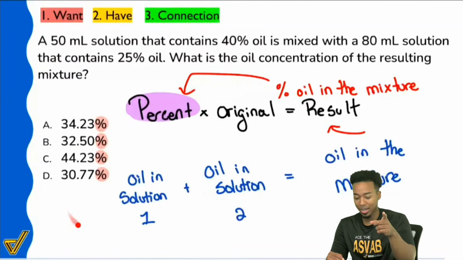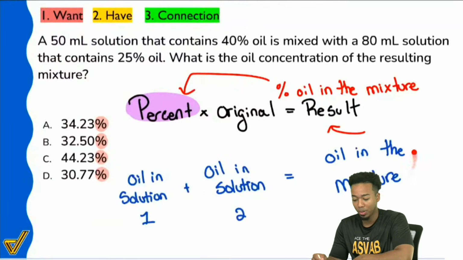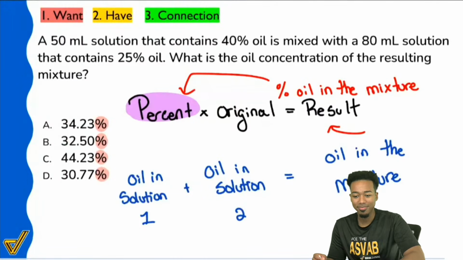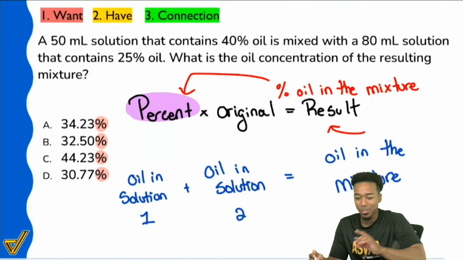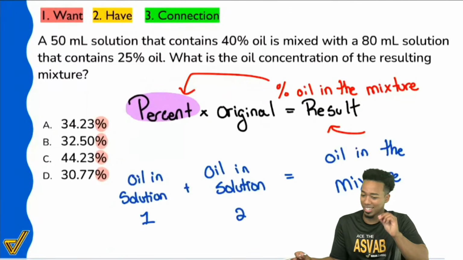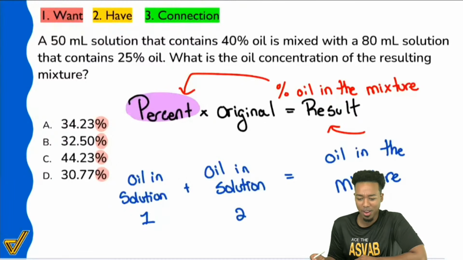Boom, I got what I need. And then I can just replace this right over here with the same formula. Percent times the original equals the amount of oil in 1. Percent times the original equals the amount of oil in 2. Percent times the original equals the amount of oil in 3. Everybody, is this making a little more sense to you, or do you need to see it actually written out? Is this making a little more sense, or are we still saying that we need to see this? Okay, about half and half?